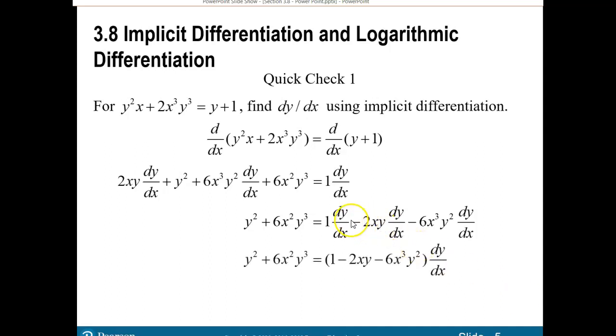All right, then we can factor the dy dx out of the things on the right, leaving the 1 minus 2xy minus 6x cubed y squared. This factored out. Nothing changed over here. And then we just divide by this stuff in front. So we end up with y squared plus 6x squared y cubed divided by all of this. And that's our answer.